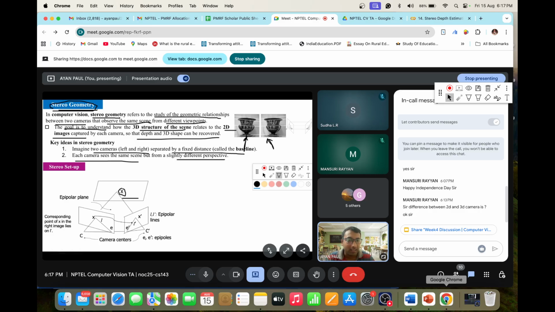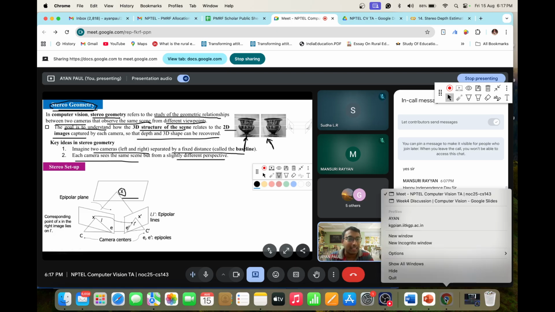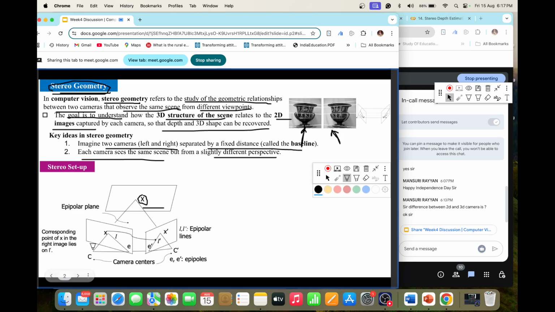Generally we write the left camera with whatever the notation is, like C. The camera center of the left camera we will denote by C. But the right camera we will denote by C dash. So anywhere a dash is written, you have to understand that it indicates the right camera. Anywhere there is no dash, it is for the left camera. Since there are two cameras, there will be two camera centers. This center is for the left camera, this center is for the right camera.